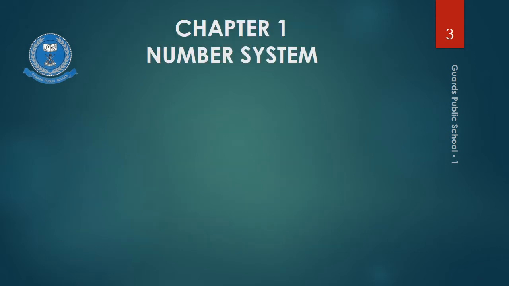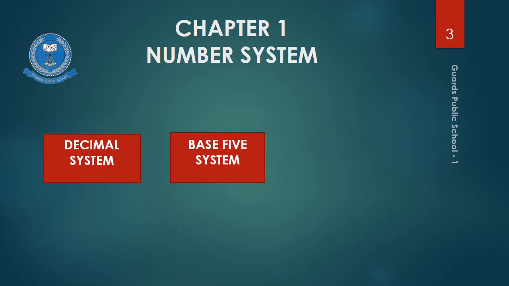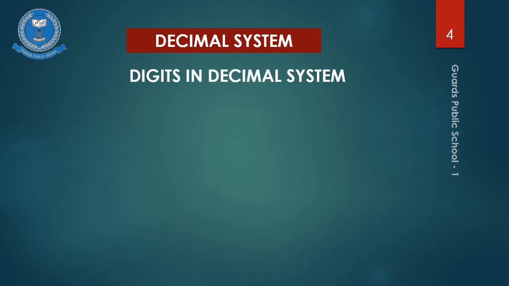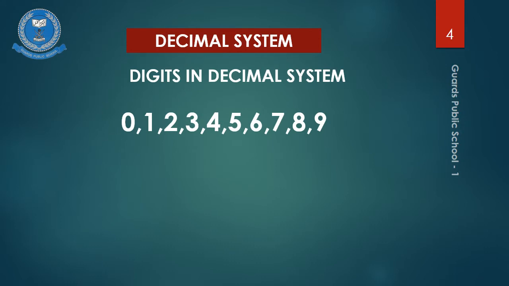Let's start chapter number 1, Number System. We have many types of number system, but in this chapter we consider only 3 types of number system, in which we have decimal system, base 5 system and base 2 system. The number system which we normally use is decimal system because its base is 10. It contains all the digits from 0 till 9.